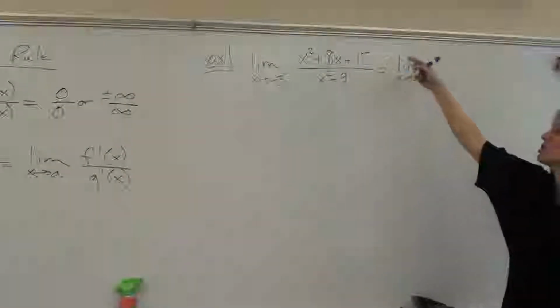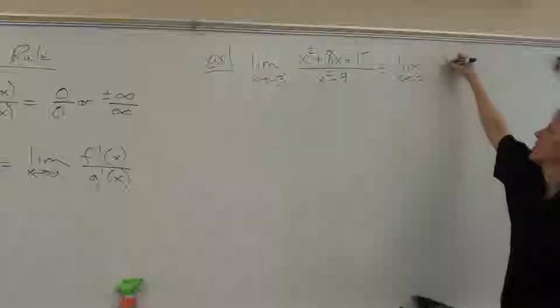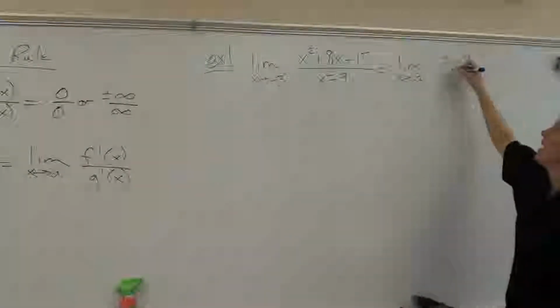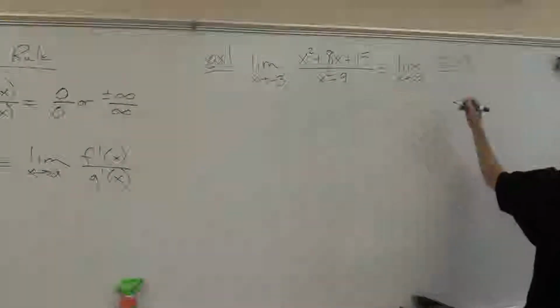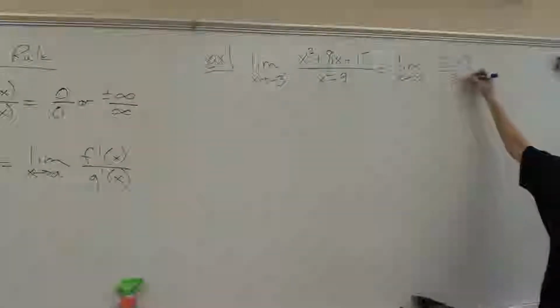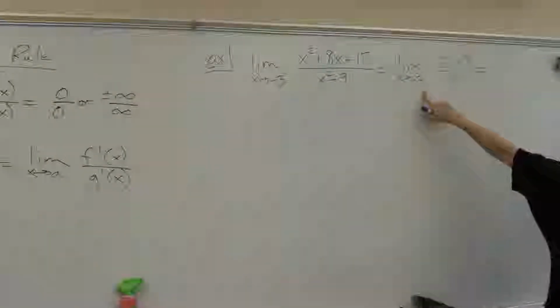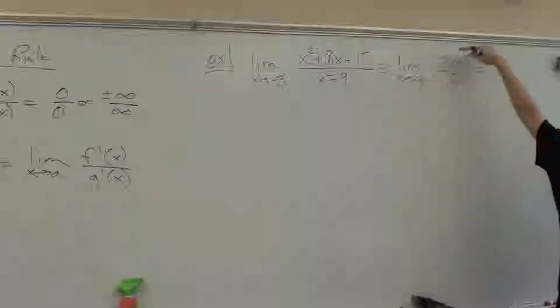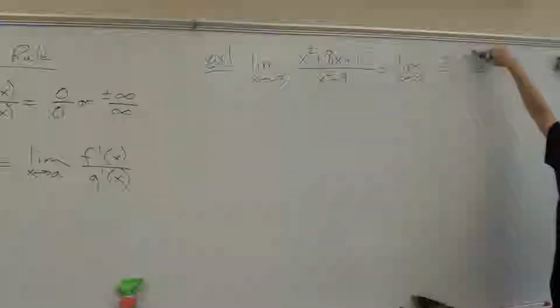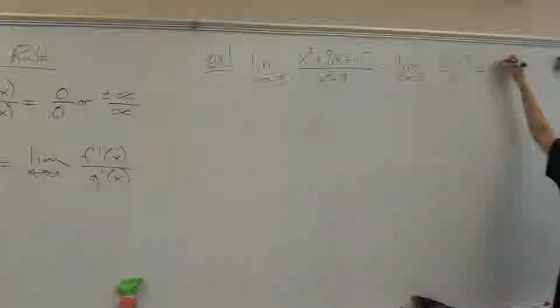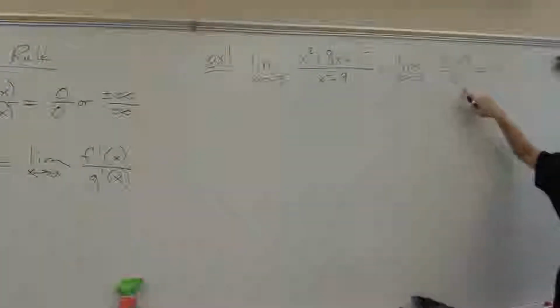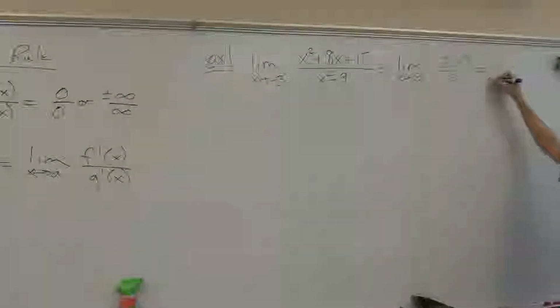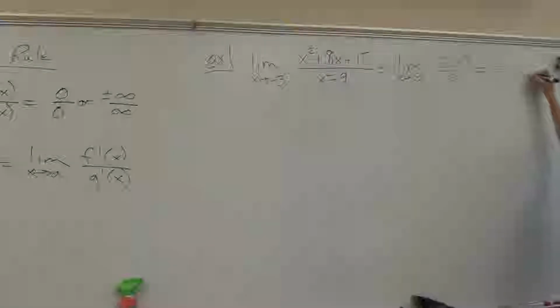So if I plug in and I get 0 over 0, I can take the derivative of the top, which is what? 2x plus 8. And the derivative of the bottom, which is? 2x. And now, if I plug my negative 3 in, on top, I get negative 6 plus 8, which is? 2. Over on the bottom, I get? Negative 6. And my limit is negative 1/3, and I'm done.